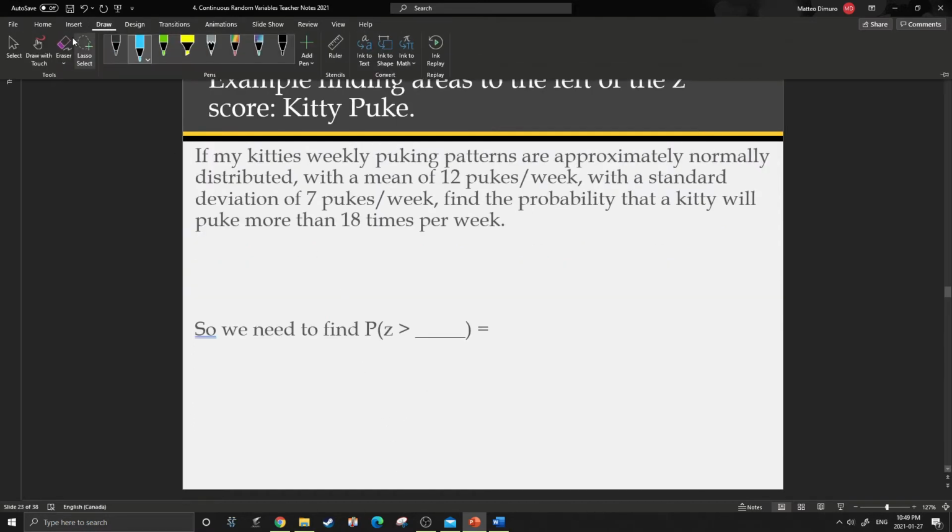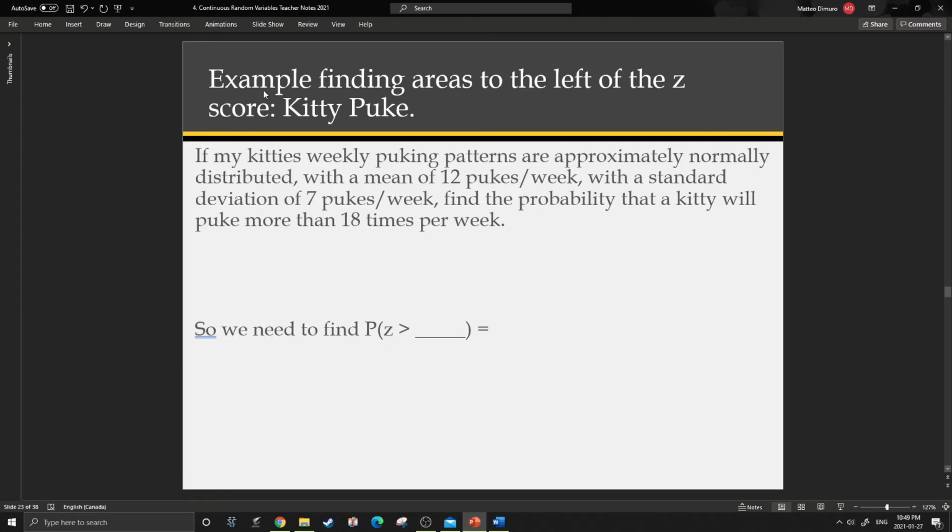Ah, yes, one of my favorite questions. So, example of finding areas to the right of the z-score. If my kitty's weekly puking patterns are approximately normally distributed, with a mean of 12 pukes per week, with a standard deviation of 7 pukes per week, find the probability that a kitty will puke more than 18 times per week.